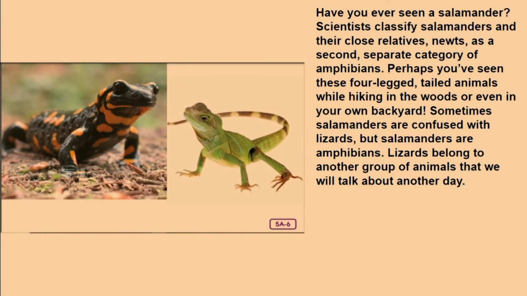Have you ever seen a salamander? Scientists classify salamanders and their close relatives, newts, as a second separate category of amphibians. Perhaps you've seen these 4-legged, tailed animals while hiking in the woods or even in your own backyard. Sometimes salamanders are confused with lizards, but salamanders are amphibians. Lizards belong to another group of animals that we will talk about on another day.